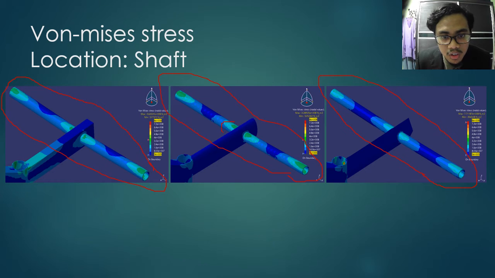We can see the tubular one has a wider concentration at the end of the shaft and in the middle of the shaft, also for the rectangle, but not as wide as the tubular one. And the diamond one does not have a high stress value at the end and the middle of the shaft, like the tubular and the rectangle.